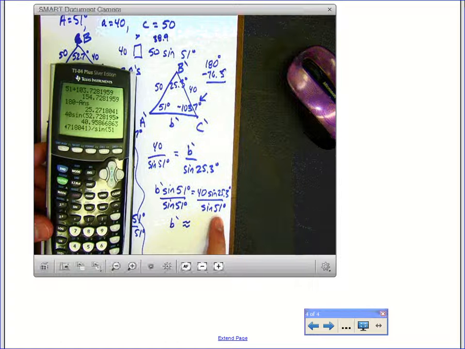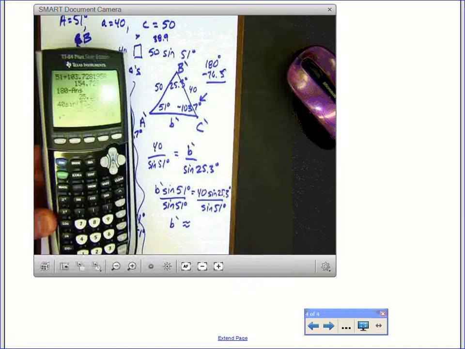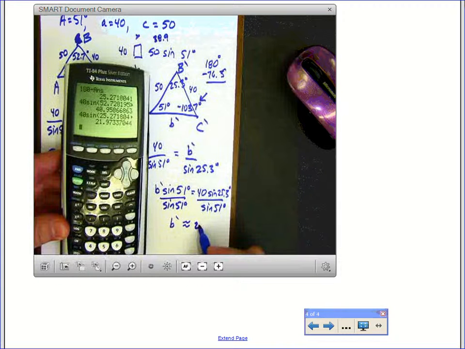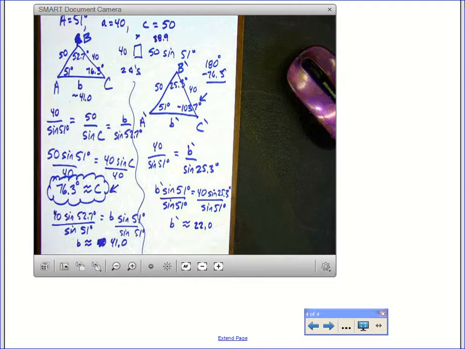Y'all see the point why it was important to say 0.0 over there? You would realize that if you ask, why did I put 0.0? Oh, it wasn't exactly 0.0. All right, there we go. So this one's 22.0.